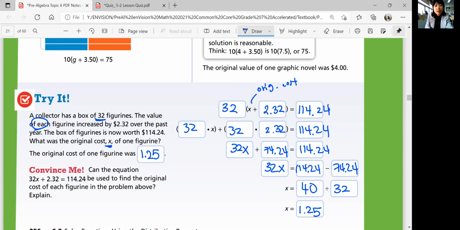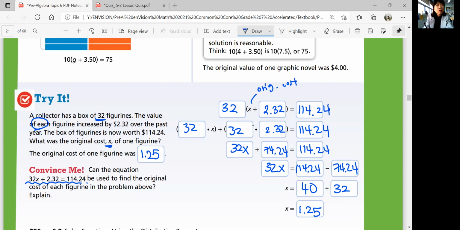Let's look at convince me. Can the equation 32x plus 2.32 equals 114.24 be used to find the original cost of each figurine in the problem above? Explain. Can you use this equation to find the cost of each figurine in the problem above, in the try question? Is it the same? First of all, are the equations the same? Does 32x plus 2.32 equals 114.24 get the same answer for you?